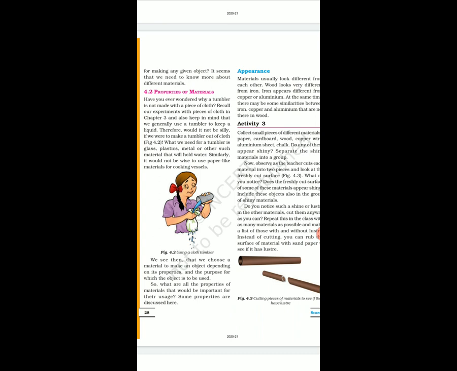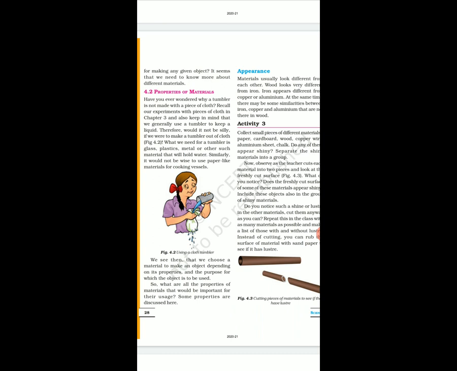What is the use of a tumbler? It is used to carry water, right? Now if it is made up of cloth, then what will happen? The water will drain out, right? Similarly, our pressure cooker, the cooker that is in the house, that mummy uses in the kitchen, if it is made up of plastic, then what will happen? It will melt, we keep it on the gas, right? So these are the different reasons why different materials are used in different things.